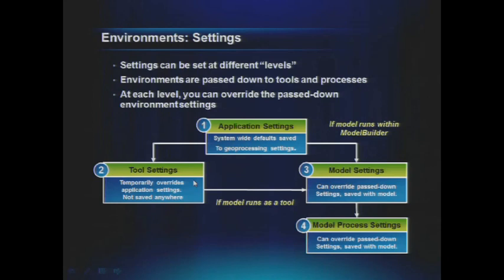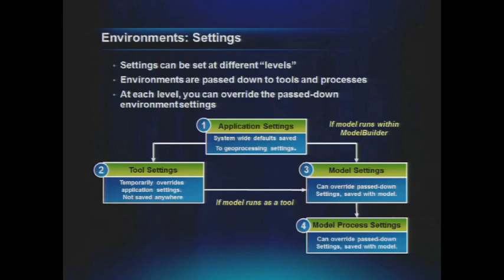So if you set in ArcMap that your coordinate system is going to be some particular one, say you're in the United States, State Plane, say I'm in Oregon, but then I need to run a tool that's going to run some data on Washington, I can actually open up that tool and override that Oregon setting just for that time that I'm running it. Okay, that's the same for models. Models themselves have environment settings on them. But then the actual model processes, the tools that are inside ModelBuilder, you can override the model settings with those. Okay, so I'll show you what this looks like.